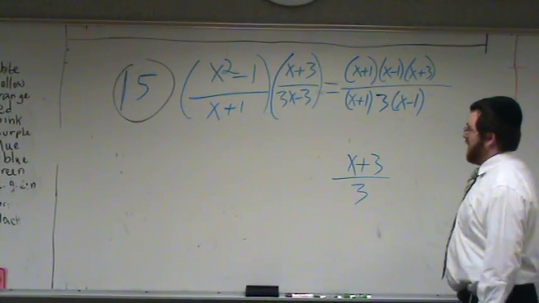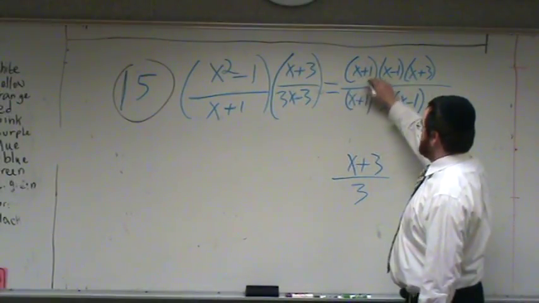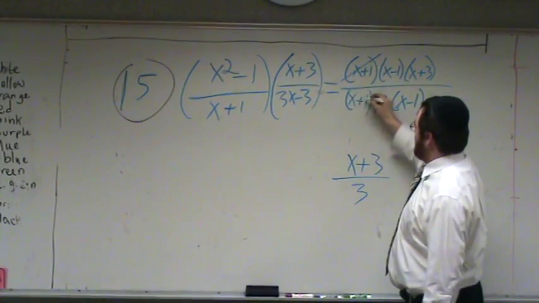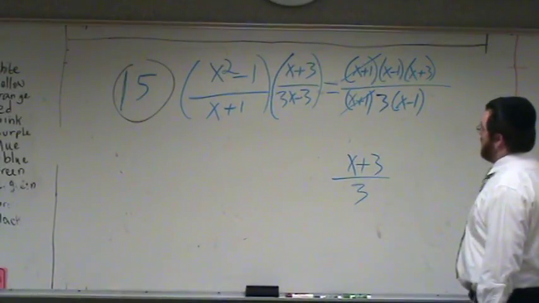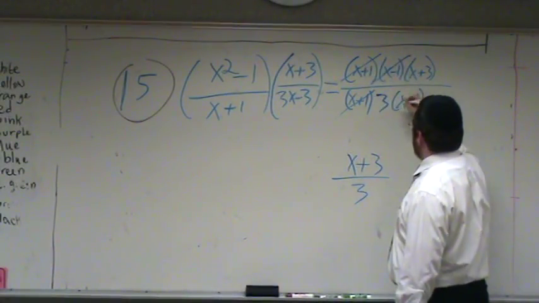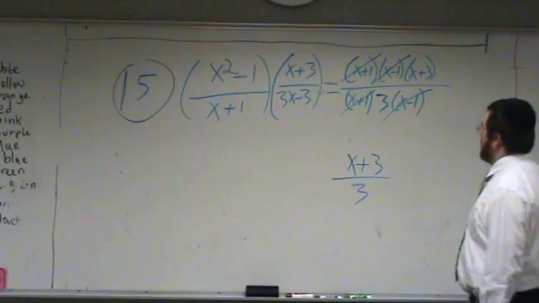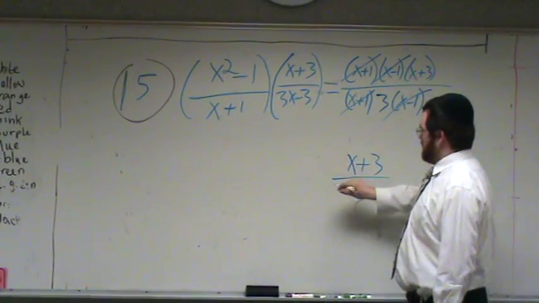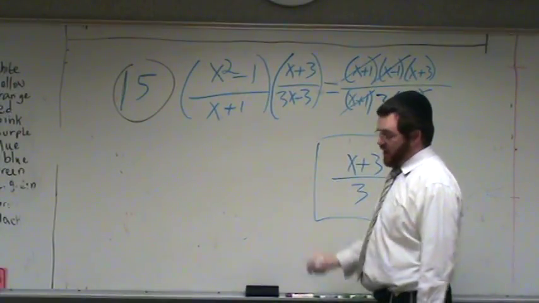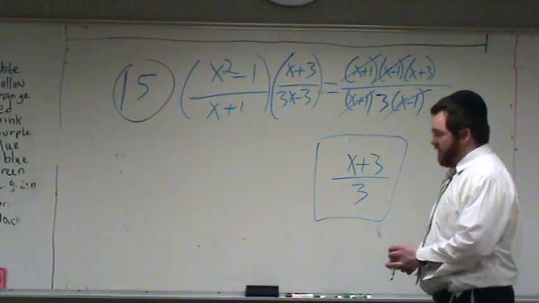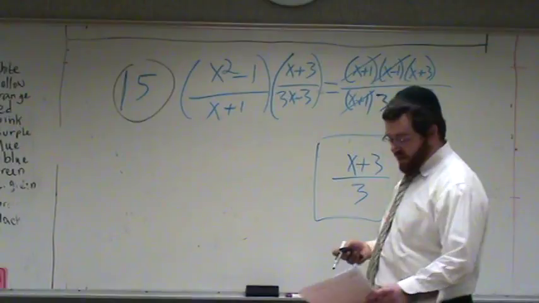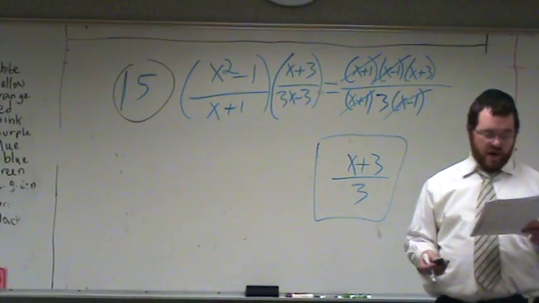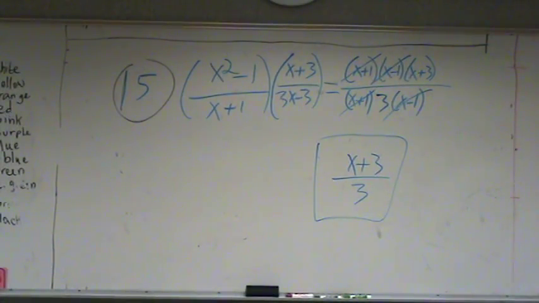So what can we cancel out? This is x plus 1 on top, divided by x plus 1, and also x minus 1 on top, divided by x minus 1. What are we left with? We're left with the x plus 3 on top, and a plain 3 on the bottom, which gives you an answer of x plus 3 divided by 3, and that is answer 4. The correct answer to question 15 is answer 4, x plus 3 over 3.